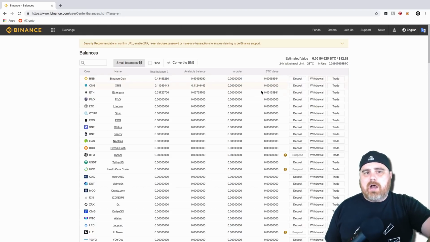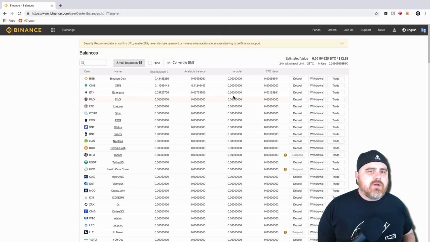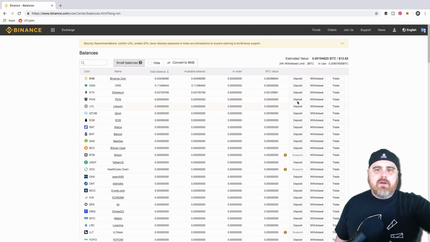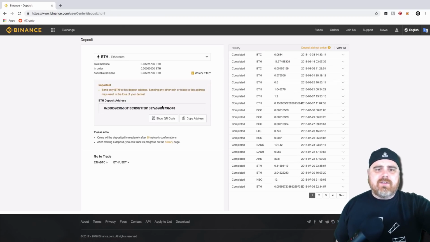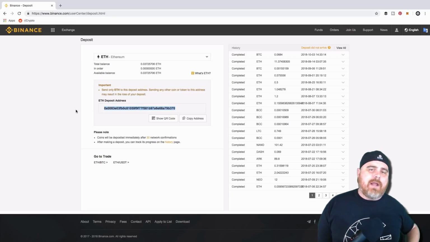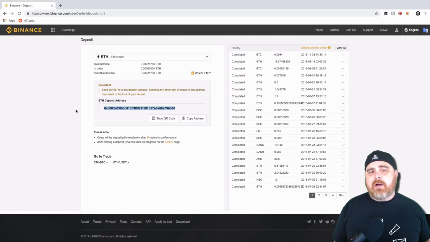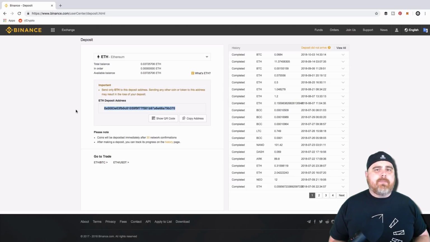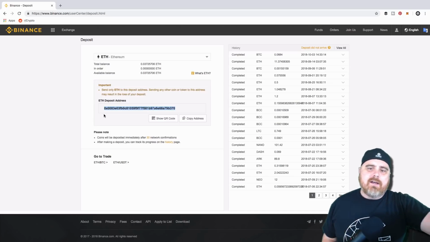So if I wanted to deposit, let's say I want to send Bitcoin or Ethereum from my Coinbase account to my Binance account, it's very easy. All you would do is hit deposit right here. And this is going to give you your address. So this is your public address. Now with a Binance account, you don't get your private key, similar to Coinbase, so keep that in mind. But here is my public address. So on Coinbase, I would just go to the Accounts tab, click Send, and then this is the address I would send my Ethereum to.